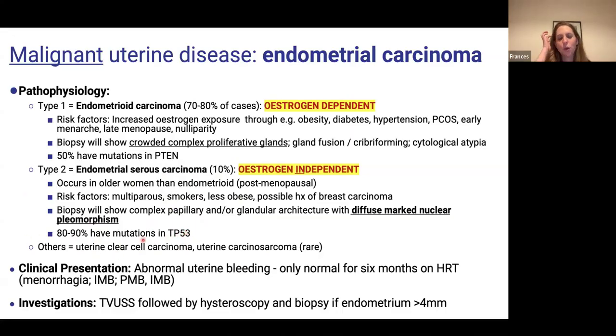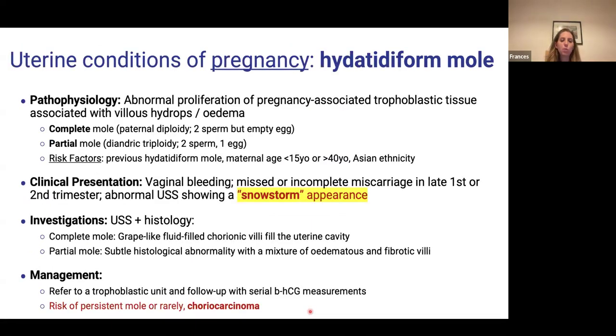And you also have other types of endometrial carcinoma, which technically fall under type 2: clear cell carcinoma, carcinosarcoma, but these are very rare, unlikely to come up. And again, we want to do hysteroscopy and biopsy. Then we can also get conditions that are associated with pregnancy.